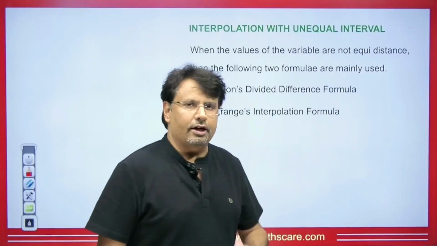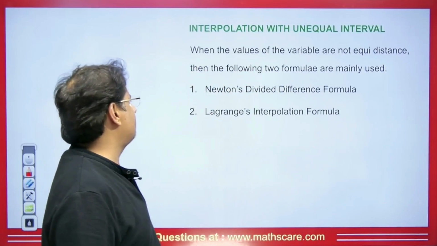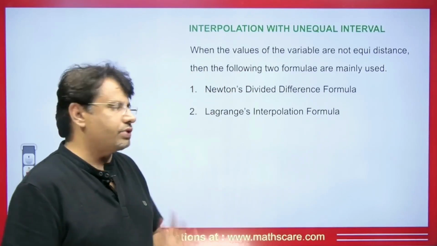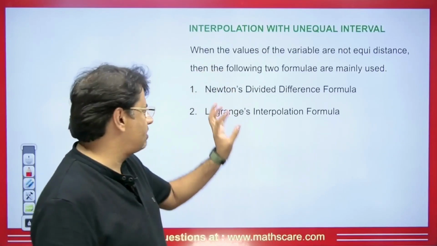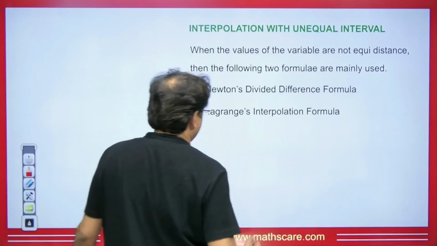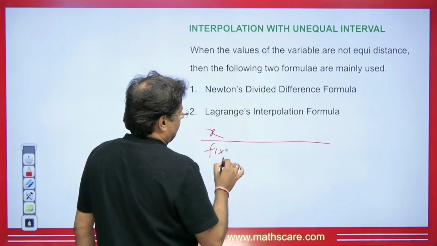So here let's discuss interpolation for unequal interval. When the values of the variable are not equidistant, then the following two formulas are mainly used. First is Newton divided difference, second is the Lagrange interpolation formula. I already told you Lagrange. Here, let me give you a small example, students. Suppose we have x and here we have fx, right?